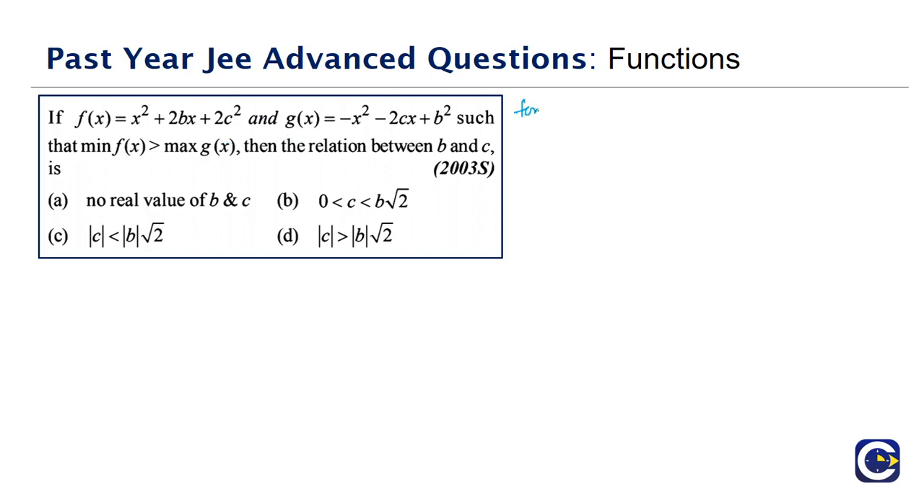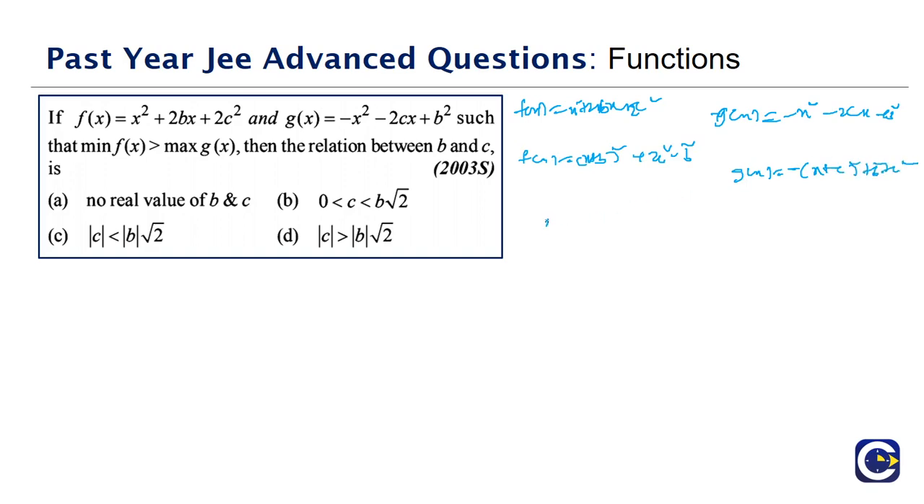So we have f of x is equal to x square plus 2bx plus 2c square, g of x is equal to minus x square minus 2cx plus b square. So f of x is nothing but x plus b whole square plus 2c square minus b square. G of x is nothing but minus of x plus c whole square plus b square plus c square. So f minimum is nothing but 2c square minus b square. G maximum is nothing but b square plus c square.